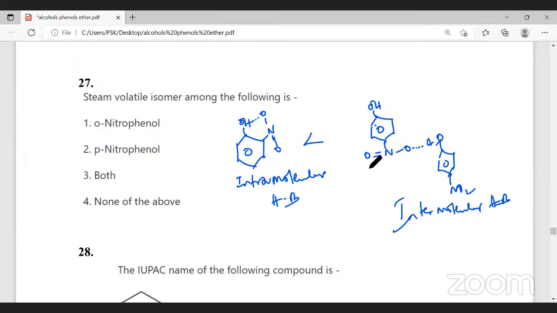Why? Because in case of paranitrophenol, these bonds have to be broken. But here the bonding is within the molecule, so it will vaporize as such. Therefore, the steam volatile isomer among the following is orthonitrophenol.